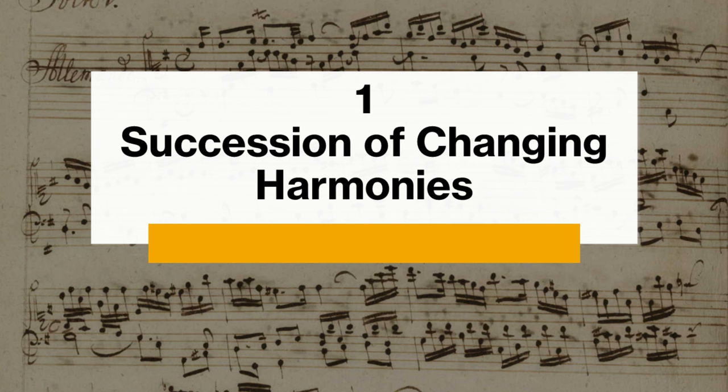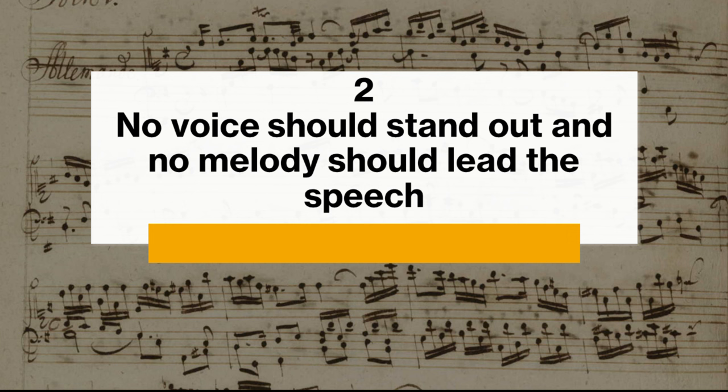1. Succession of changing harmonies. The structure as a succession of chords makes the Allemande very similar to a prelude. 2. No voice should stand out and no melody should lead the speech. Because of its similarity to the prelude, the melody we hear comes from the interaction between all the voices.